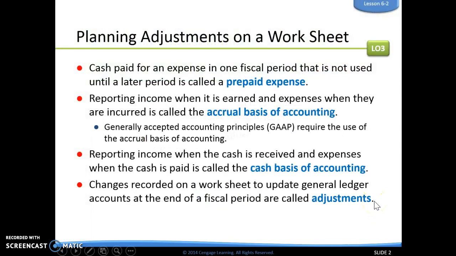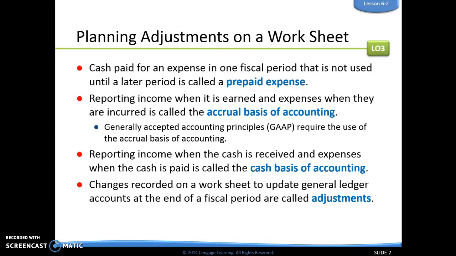So planning those adjustments, prepaid insurance is cash that we've paid for an expense in one fiscal period that is not used until a later period. Accrual basis of accounting is reporting income when it is earned and expenses when they are incurred. Generally accepted accounting principles, remember we call that GAAP, require the use of the accrual basis of accounting. Cash basis of accounting is reporting income when the cash is received and expenses when the cash is paid.